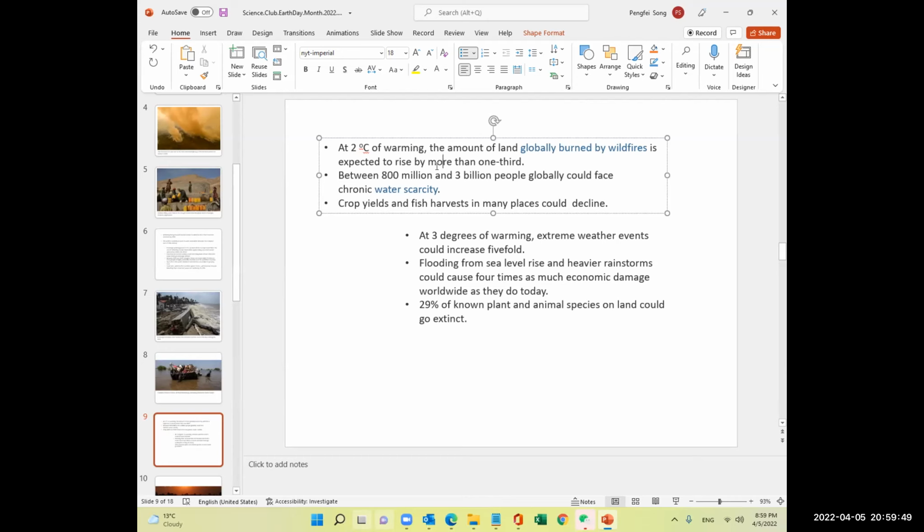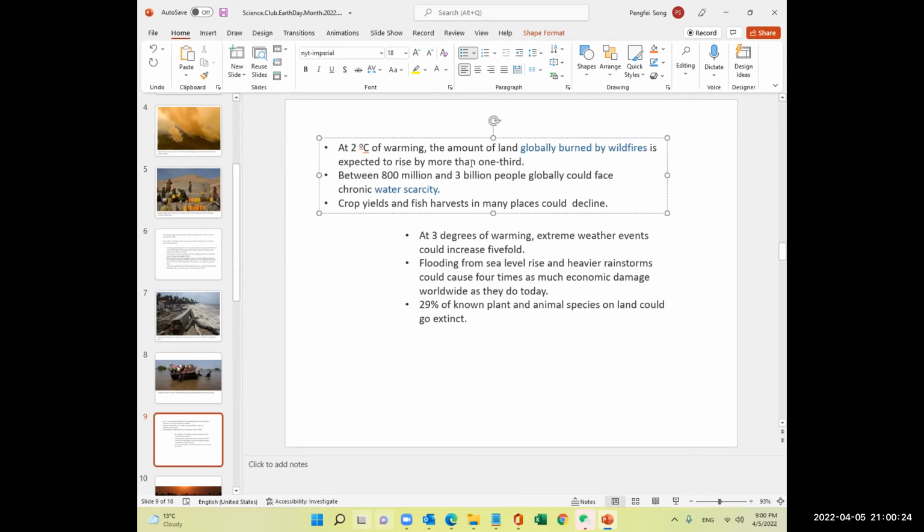At 2 degrees Celsius warming, the amount of land globally burned by wildfire is going to increase by more than a third compared to what's happening right now, so wildfires will be more frequent and at more places. Also, between 800 million and 3 billion people will face chronic water scarcity. Crop yields and fish harvests will also decline in many places.